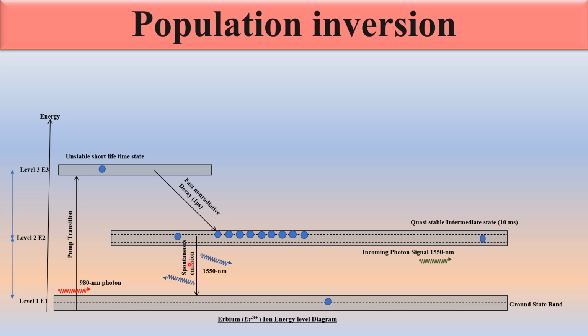So let's see about the population inversion. Spontaneous emission happens automatically, from E3, E2 to E1. Now you can see there is a 1480 nanometer photon. Whenever the erbium ion is pumped with a 1480 nanometer photon, it can directly move from the ground state to the metastable state. There is no excited state involved. You can see here it jumps only from the ground state to the metastable state.